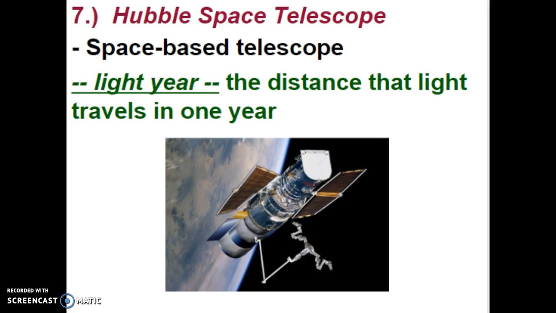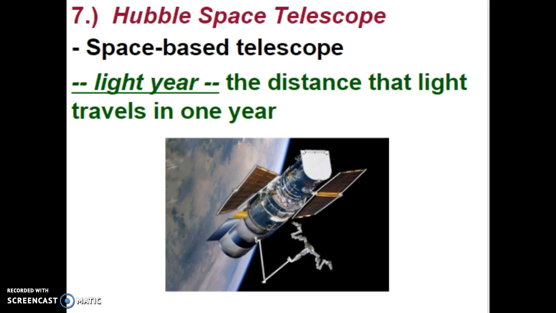The Hubble Space Telescope is probably one of the most famous space-based telescopes that we have. The advantage of the Hubble Space Telescope is that it is already up and out of all of our layers of atmosphere, so we don't have to use as much active and adaptive optics with Hubble.